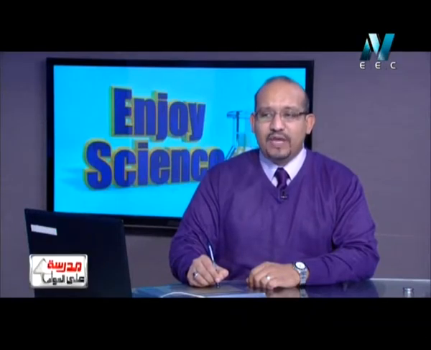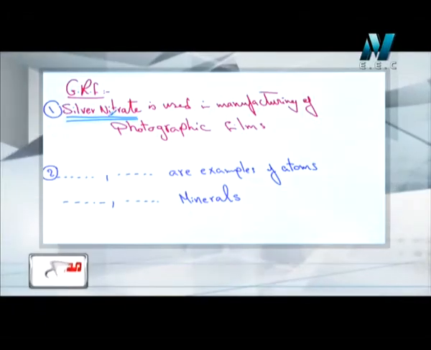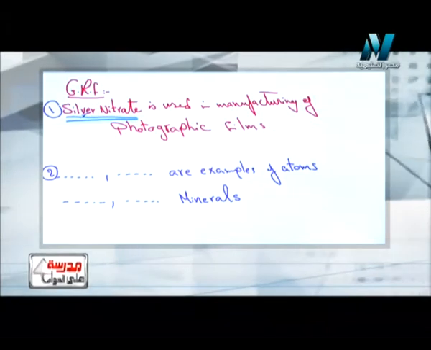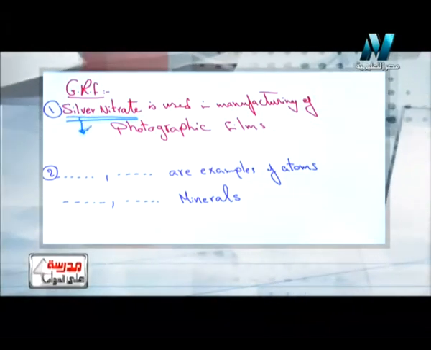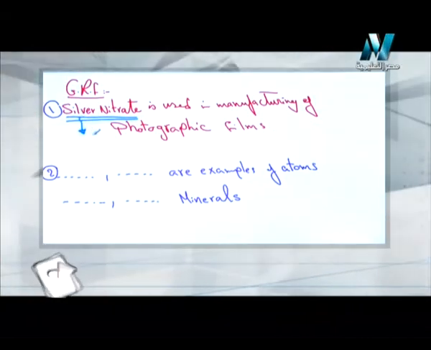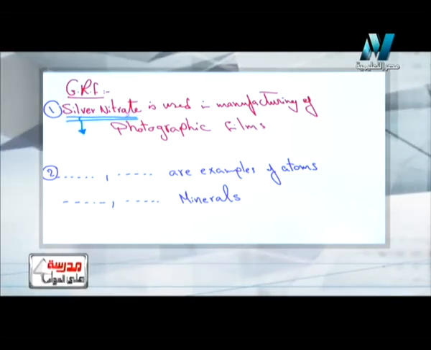As a give-reason answer, we can say silver is an inactive metal, as we studied before, less active than hydrogen in the chemical activity series. So we use silver nitrate in photographic films.